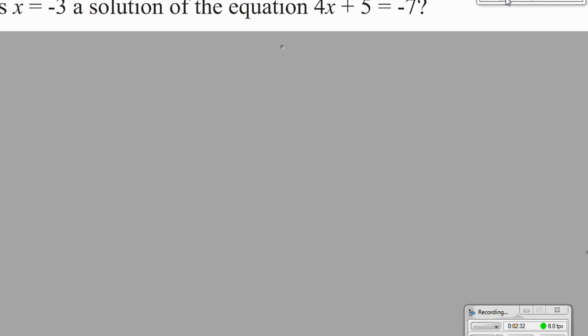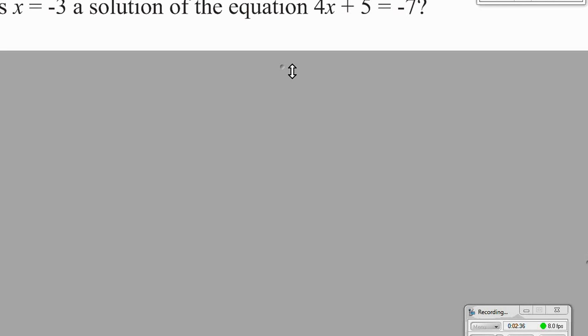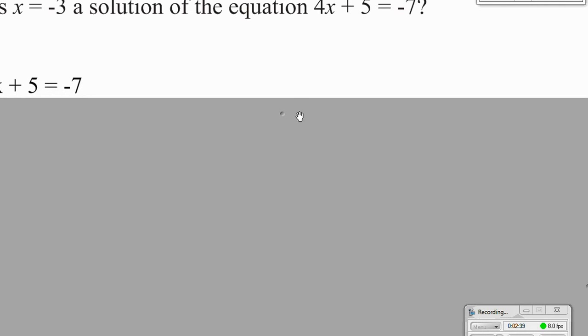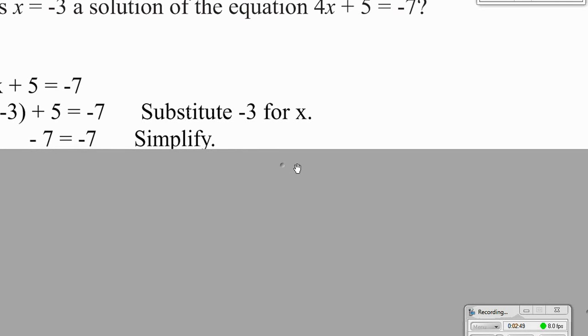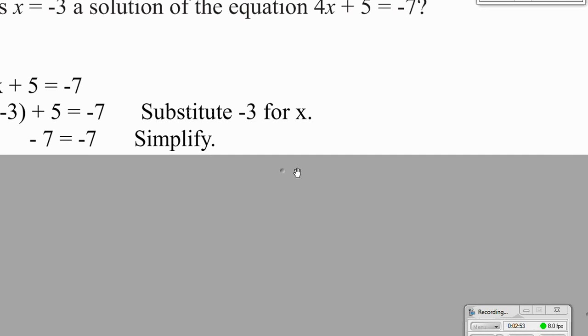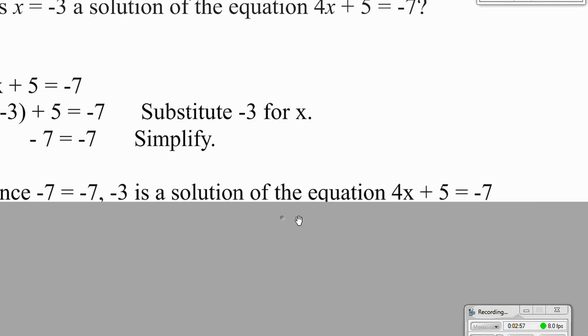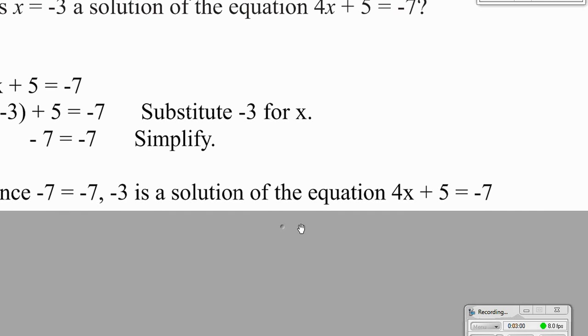Is x equals negative 3 a solution for the equation 4x plus 5 equals negative 7? Well, we're going to start out by rewriting the equation, and we're going to substitute in negative 3 for x. Remember your order of operations. 4 times negative 3 is negative 12, plus 5 does equal negative 7. So since negative 7 equals negative 7, negative 3 is a solution for the equation 4x plus 5 equals negative 7.